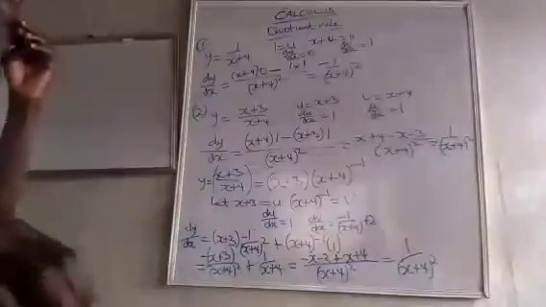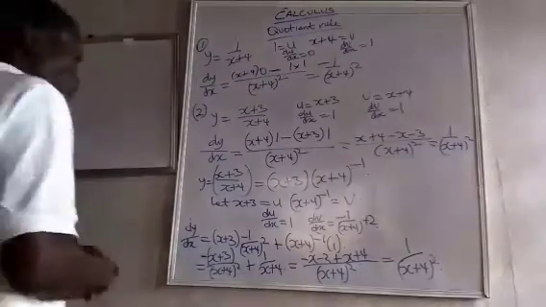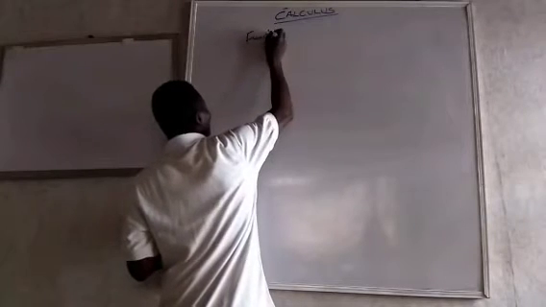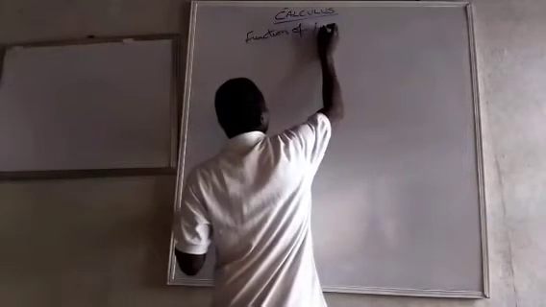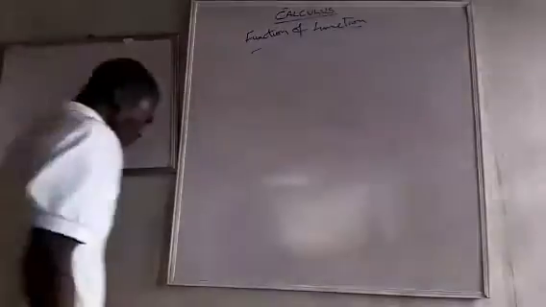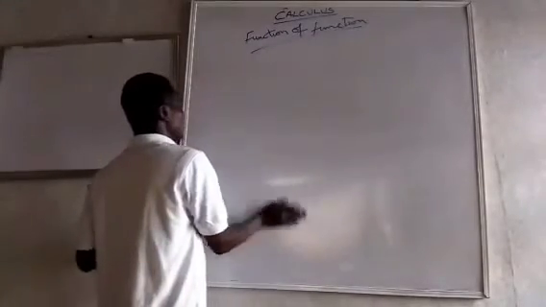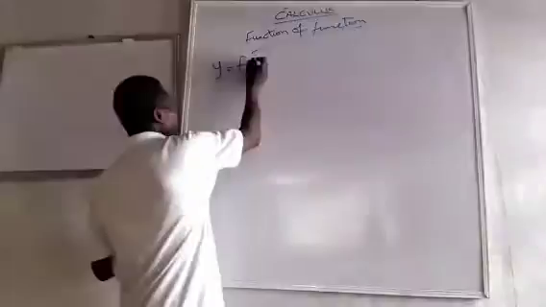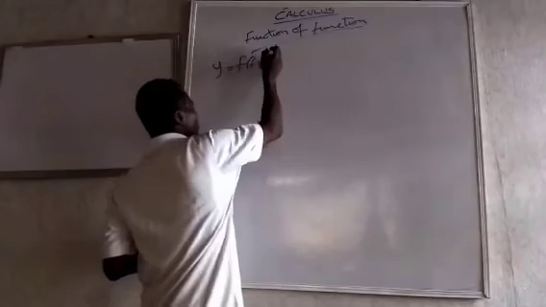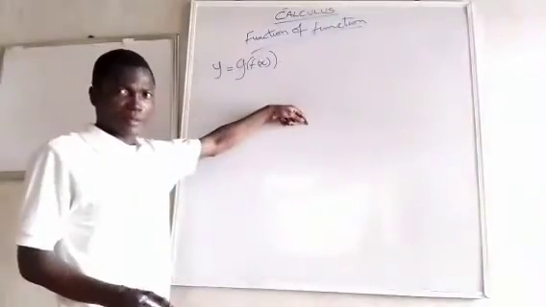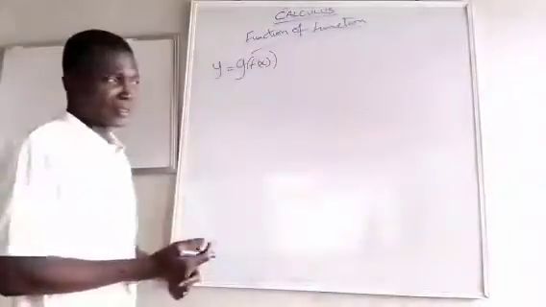Now, before I do this, I would like to do what we call function of function. Here we apply the chain rule. Now, let's talk about function of function. When we have an expression like this, y is equal to a function of another function of x, let me put it like this, g. This is a function of another function of x. Do you understand? So, how do we differentiate this? That's what we are talking about.